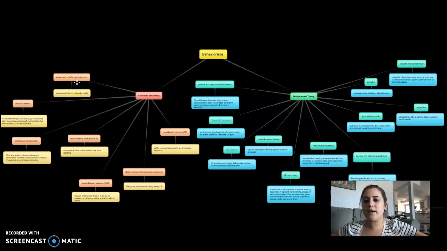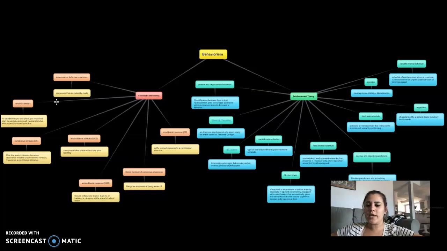So automatic or reflexive responses. This can be defined as responses that are naturally made. Another word that connects with classical conditioning is neutral stimulus. And that kind of means conditioning that takes place. For that to happen, you must start by pairing a previous neutral stimulus with an unconditional stimulus.